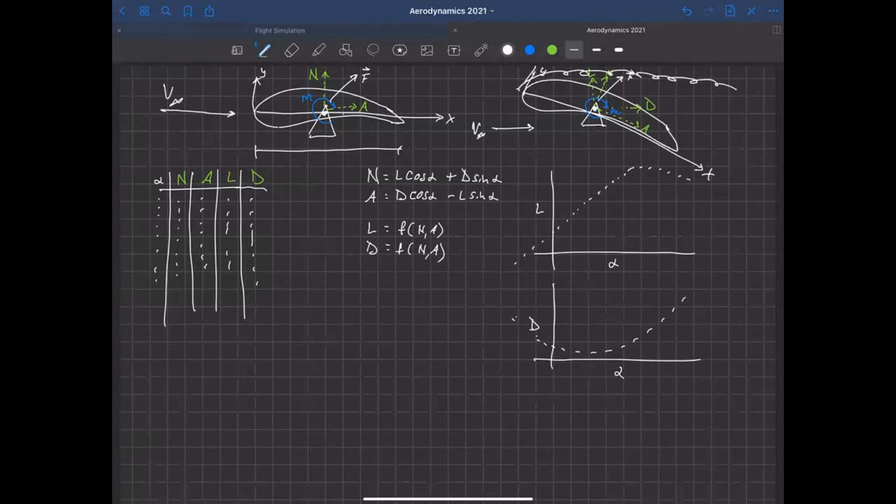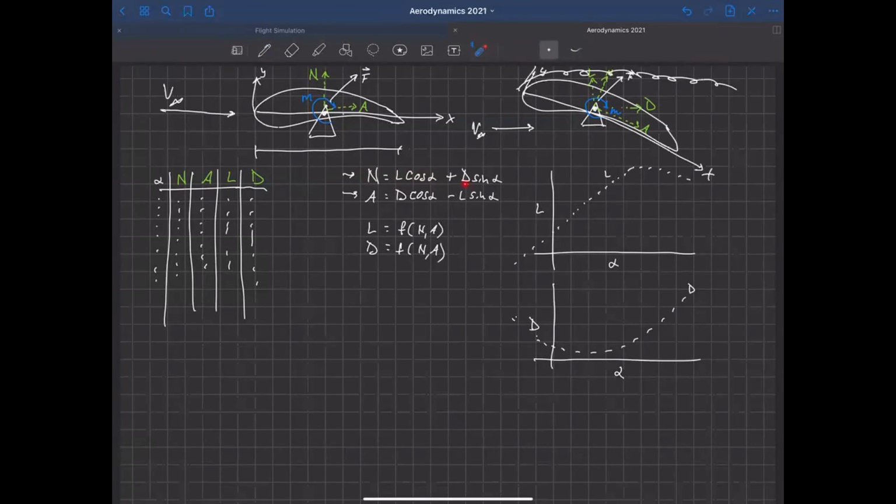Okay, so what would the normal and the axial forces look like if we plotted them on here? So this is lift and drag, and let's overlay some normal and axial on here. Well, it turns out if we look at the normal equation here, we can kind of assume what this is going to look like. So it's the lift times the cosine alpha. Now remember, alpha is small. We're going between 0 and 10 degrees or something. So cosine of alpha is going to be really close to 1.